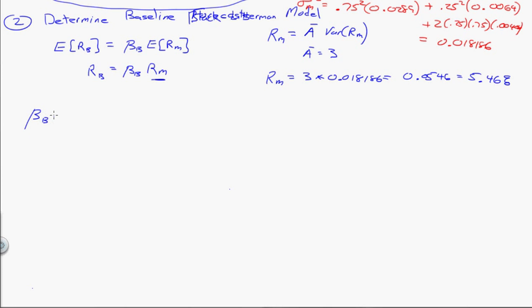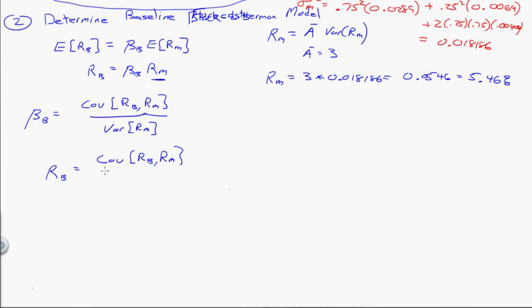The beta of the bonds is equal to the covariance of the return on bonds and the return on the market over the variance of the market. So that's just the definition of beta. The return on bonds is equal to the covariance of the return on bonds with the return on the market over the variance of the return on the market times the return on the market, which is equal to A times the variance of the return on the market. This is equal to A times the covariance of the return on bonds and the return on the market.